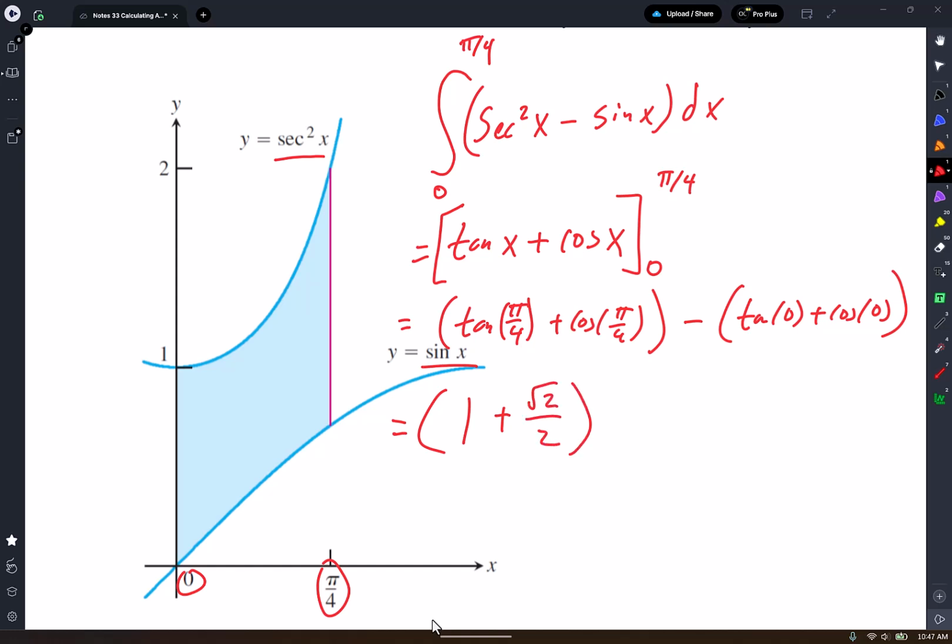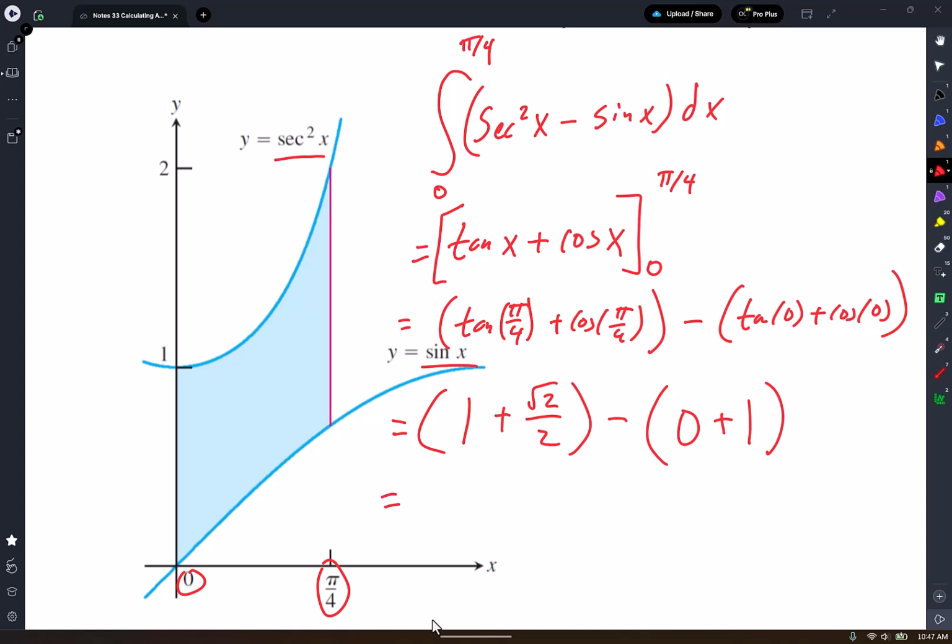You've got to know a little bit of pre-cal, guys. Not extreme, just a little bit, but you got to know it. Minus, open parenthesis, what is tan of 0? 0. Tan of 0 is 0. Plus, what's cosine of 0? 1. Close it.